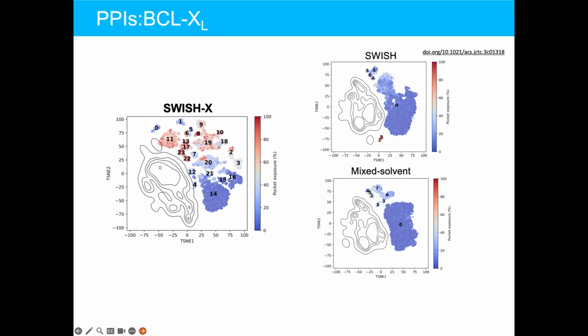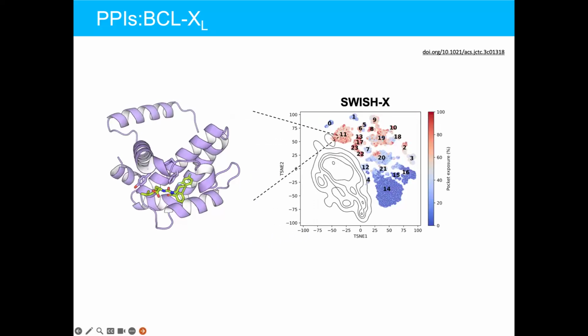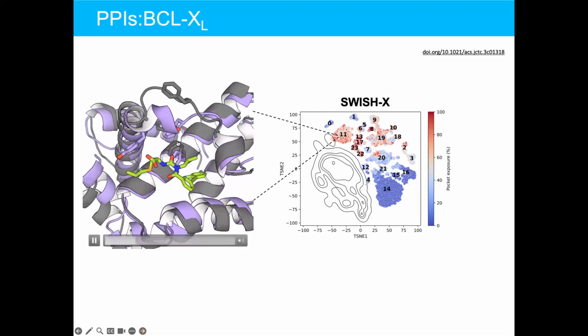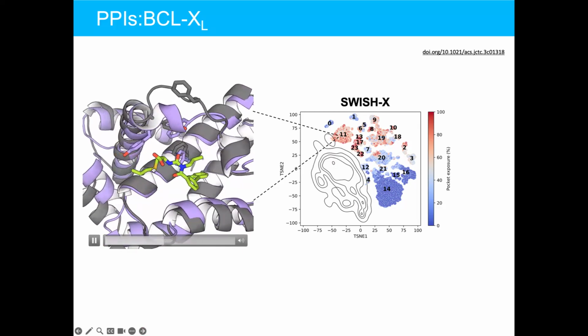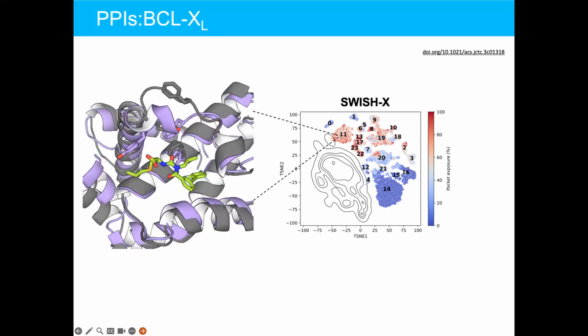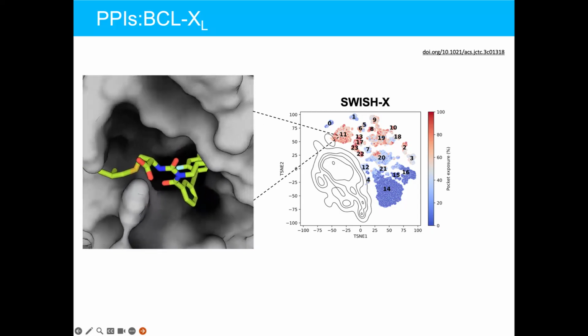If we look again at the clusters colored by pocket exposure, even with Swish you have very few cases where you have some partial opening of the cavity. Swiss X, thanks to the help with the temperature, works really well. This is the predicted structure with Swiss X, this cluster 11, superimposed to the crystal structure of the ligand-bound state. You see that it really works well, the cavity opens well, and you can really do docking and virtual screening with this cavity.